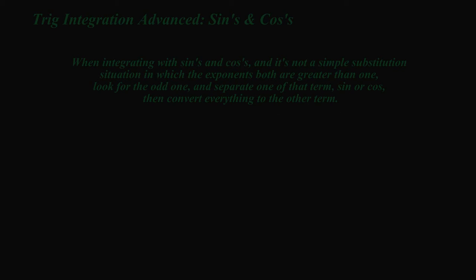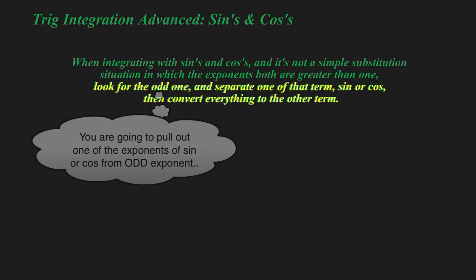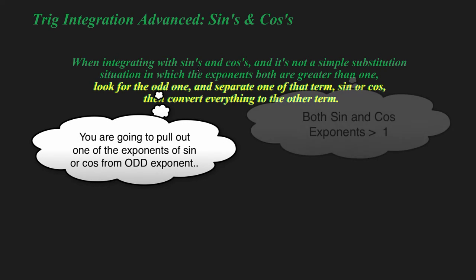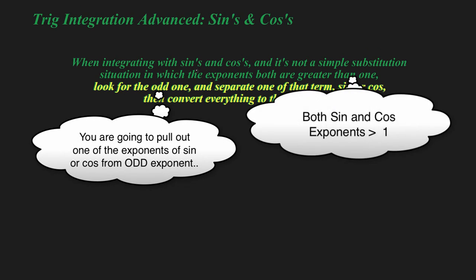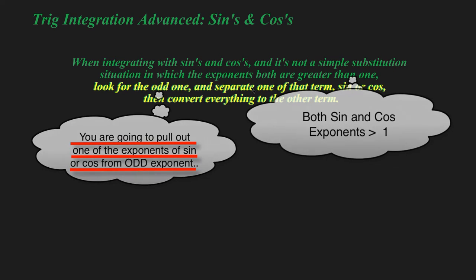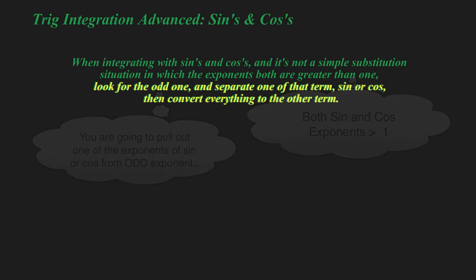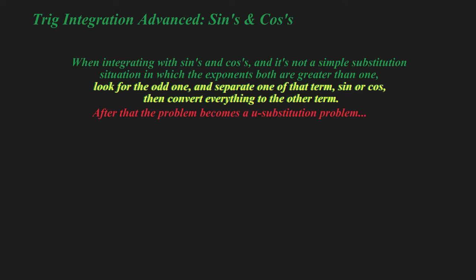Okay, might be a little confusing at first. I'm going to go into a little detail. Give me a second. So, look for the odd one on the powers that are greater than 1 on both sine and cosine, and separate one of the odd ones. That's the key there. Okay, look for the odd one out. And then once you do that, it's going to become a u substitution problem.